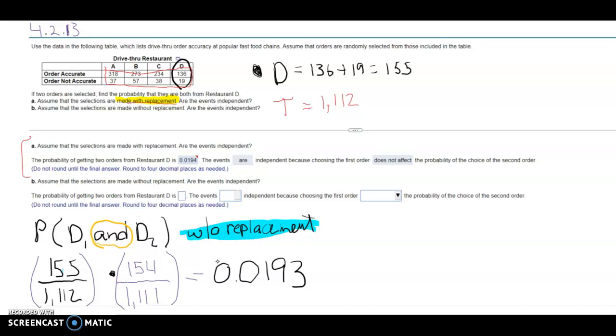And we know for this one that the events are not independent because choosing the first order affects the probability of the choice for the second order in this case. And we saw this difference when we were trying to find our second probability that we would be multiplying, 154 over 1,111. There were less orders from restaurant D in the pool, and there were less orders overall. So that's why our probability changed.